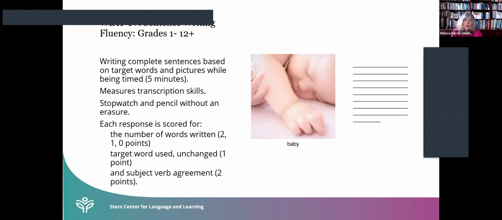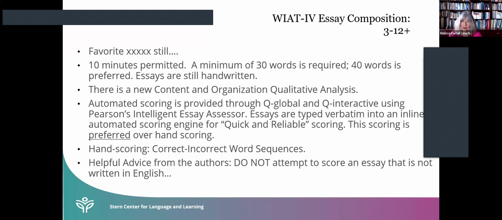So the WIAT folks are back to this idea of writing speed: writing complete sentences based upon target words and pictures. They have to do it in 5 minutes. And you can see each response is scored for the number of words, because length is important, the fact that the target word was used, and that we have noun-verb agreement. So they felt like those 3 things pretty much captured sentence quality. And this is a timed task, so in this case it's that fluency thing. The more that kids can do, and the greater ease they can do it, the better skilled writers they are.